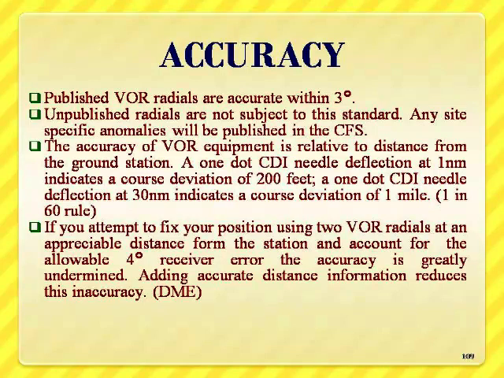If you attempt to fix your position using two VOR radials at an appreciable distance from the station and account for the allowable 4-degree receiver error, the accuracy is greatly undermined. Adding accurate distance information reduces this inaccuracy. That's the need for a DME, distance measuring equipment.